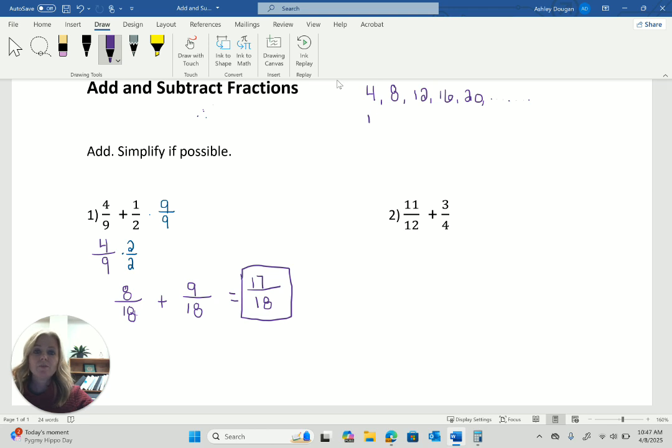And then I'm going to take the second number and do the same thing. I'm going to just write out a couple of multiples. 12 times 1 is 12. 12 times 2 is 24. And I could keep going as far as I wanted to go. Now, my common denominator is going to be the smallest number that's in both lists, which is 12. So my least common denominator, LCD, that's going to be 12.